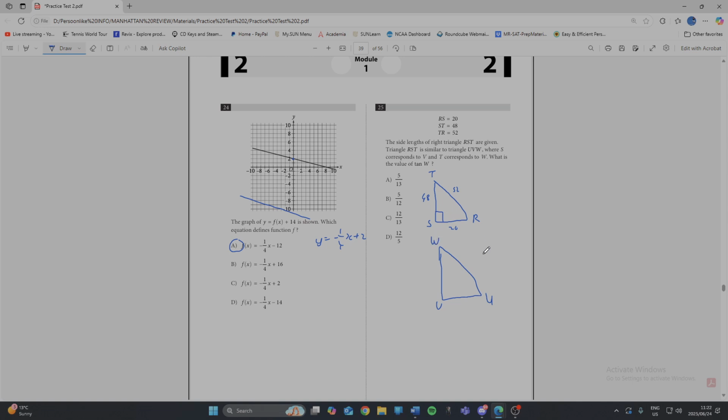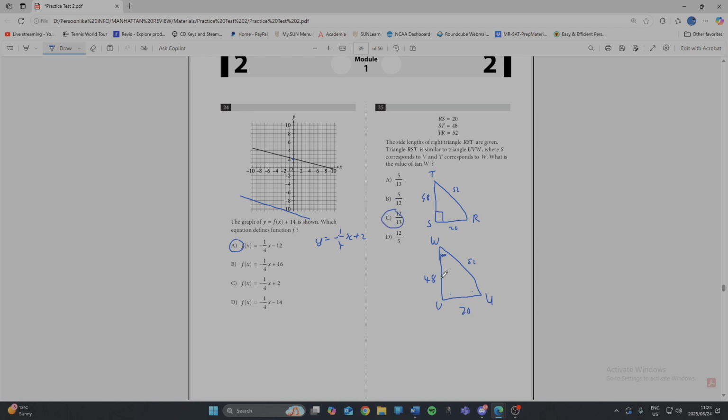So these angles are exactly the same, so the proportions would also be the same. So we can imagine this is 20, 48, and 52 on the side. Now, what is the value of tan W? And remember, tan is just the adjacent side over the hypotenuse. So tan of this angle would be 48 over 52. If we simplify that, that is 12 over 13. So C would be the correct answer, right?